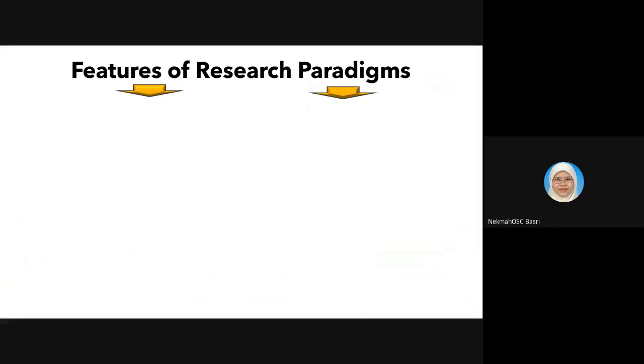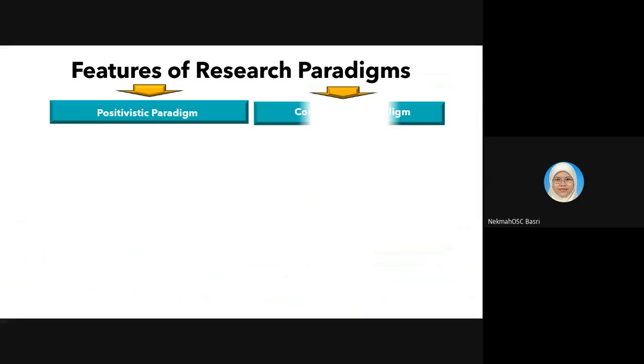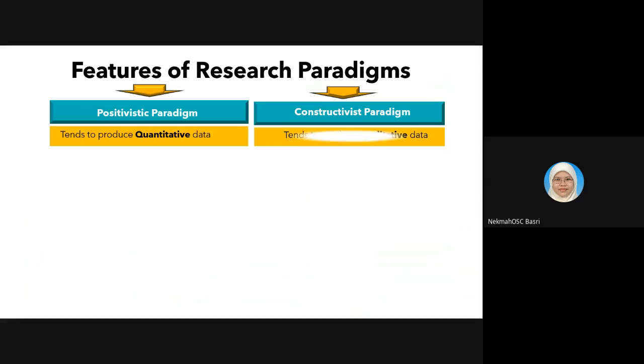Talking about features of research paradigms, positivism and constructivism. But what are positivism and constructivism actually? As we know, positivism is about quantitative data, and constructivism is about qualitative data.